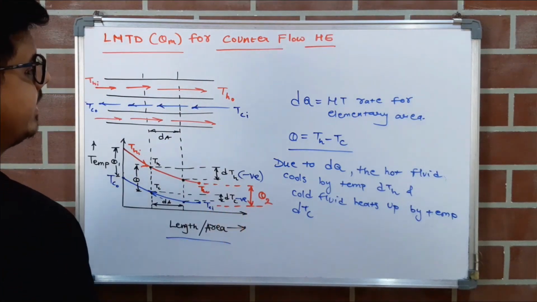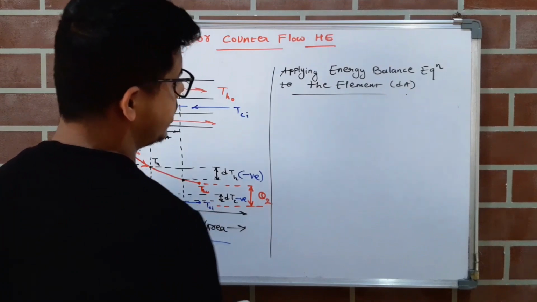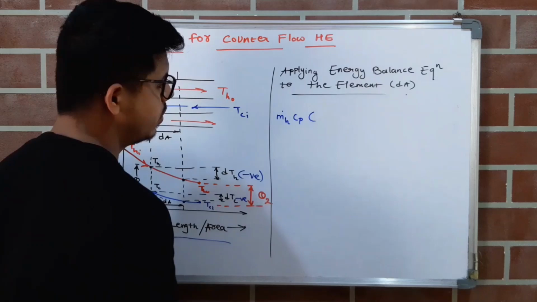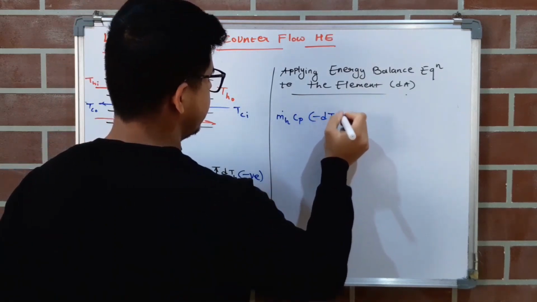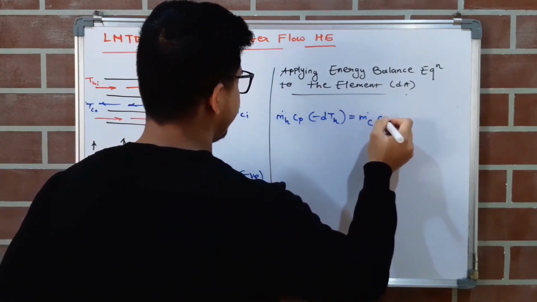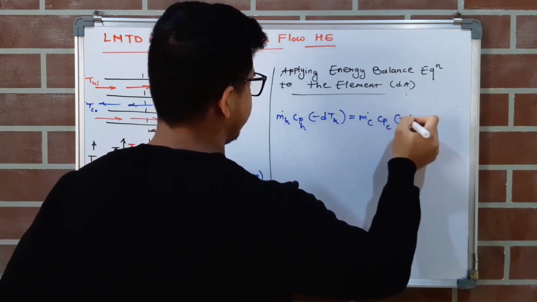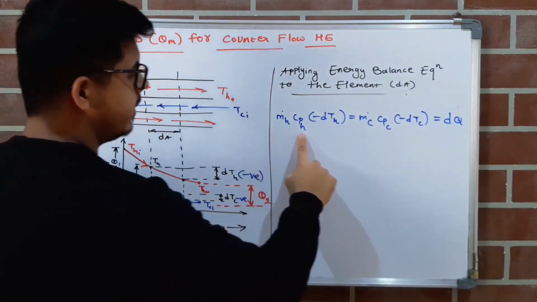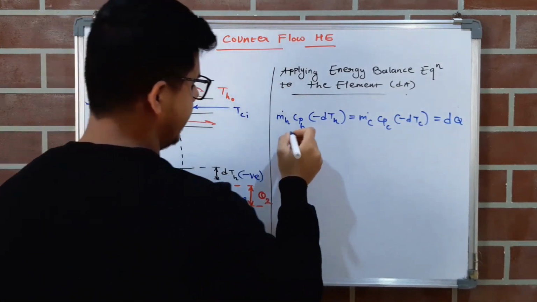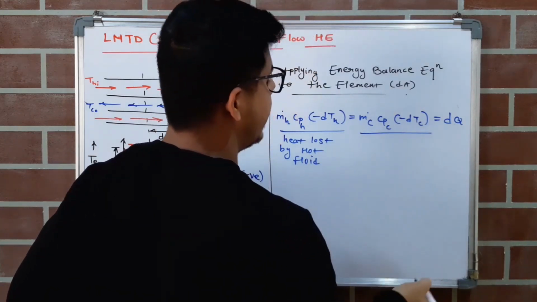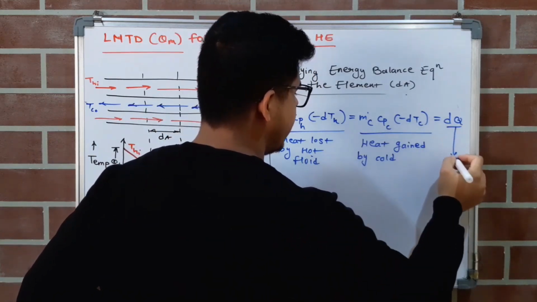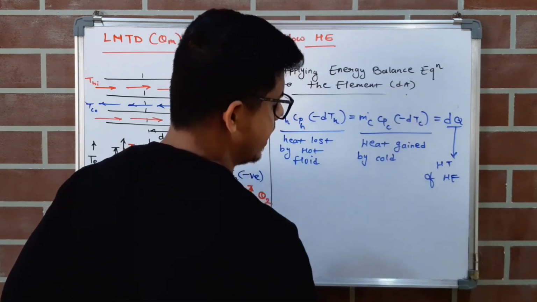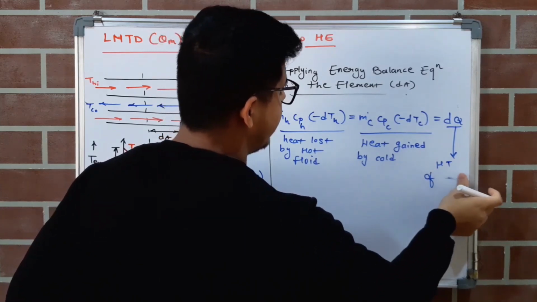So we will apply this energy balance equation. Applying the energy balance equation to the element dA, we know that m dot h into Cph into minus dTh is equal to m dot c into Cpc into minus dTc, which is equal to dQ. So what is this? This is the heat lost by the hot fluid. This is the heat gained by the cold fluid. And this is the heat transfer rate of the heat exchanger, but here we are considering the elementary area. So this is the heat transfer rate of the elementary area of the heat exchanger.